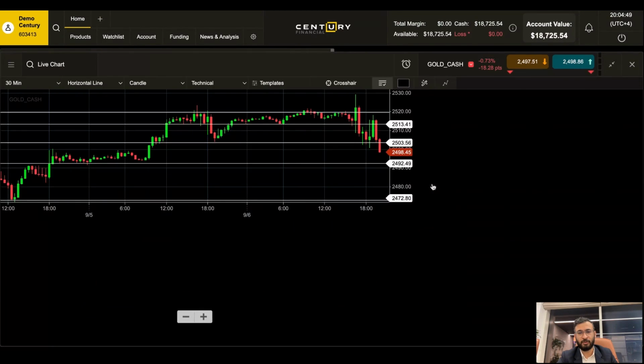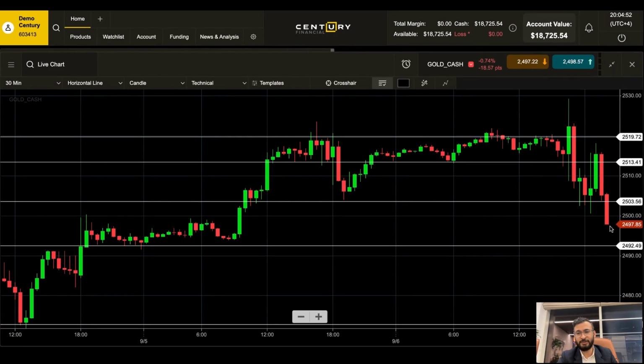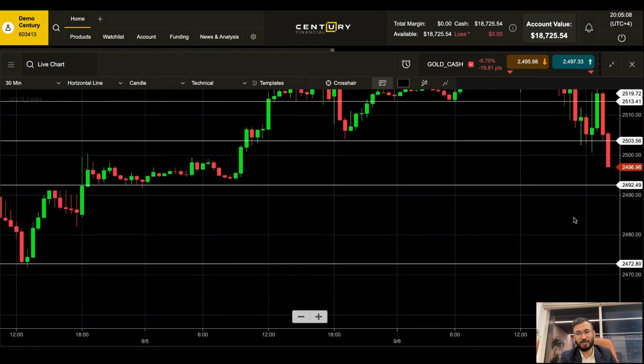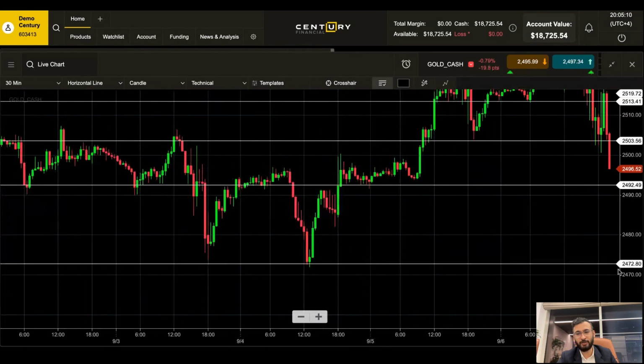gold prices right here. See guys, right here, the gold has broken 2503. Now it is coming actively towards 2492. Right now it is 2497. So possibly on your demo accounts, try to buy at a short-term support of 2492. And if it breaks 2492, then the last is 2472 right here. You see how fast it is going towards 2492 right here. So your buying could be here, your buying could be here.